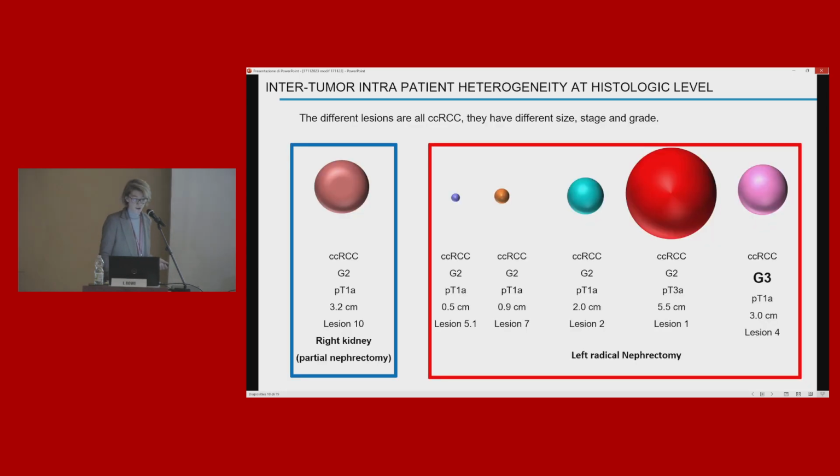So what we observed is that the histological analysis revealed that the tumors were from 0.5 to 5.5 centimeters. They were all ccRCC. They were all grade 2, with the exception of one which was grade 3. They were all pT1a, with the exception of one which was pT3a.